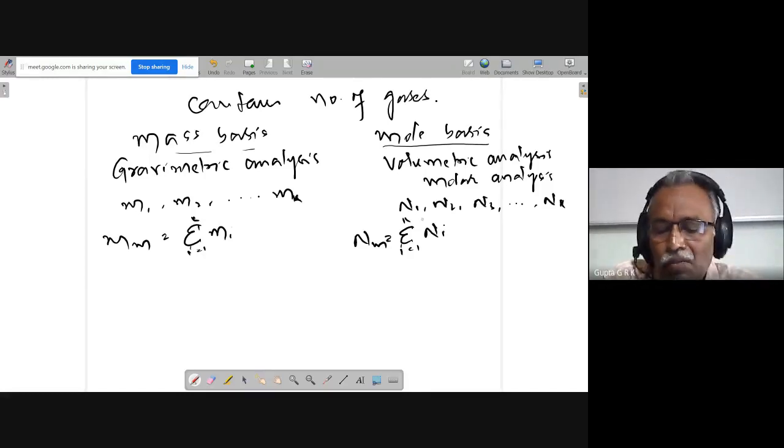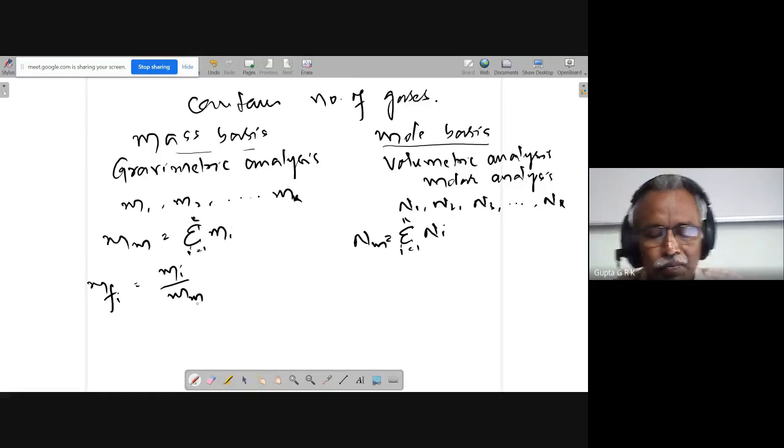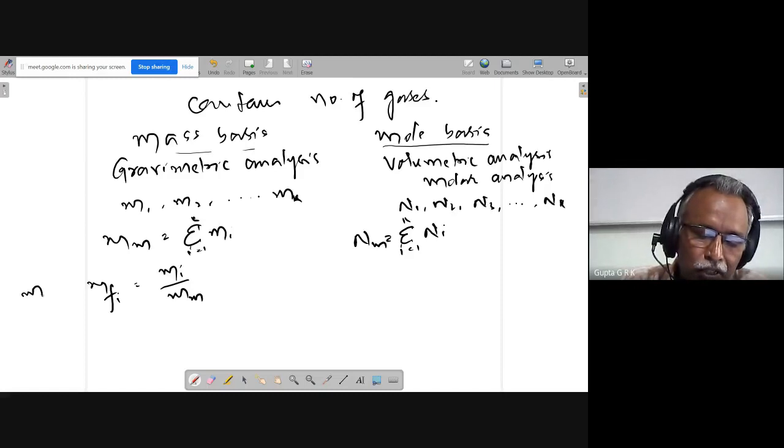And then we define some things like mass fraction. Mass fraction of each component is equal to mass of the component by total mass of the mixture. This is called mass fraction. That is how much fraction of the total mass is this particular component. In the same way, mole fraction, okay, this is mass fraction.